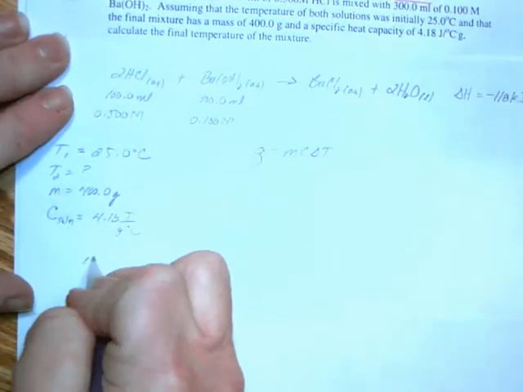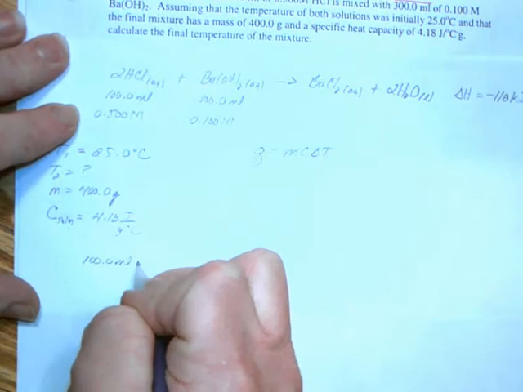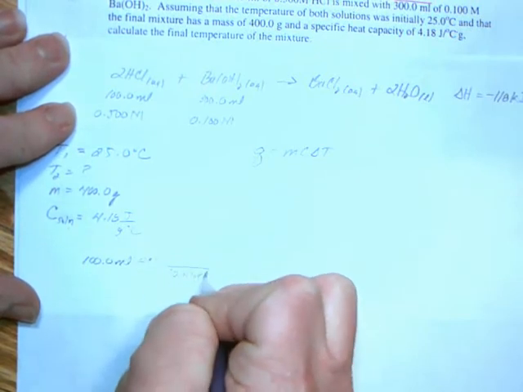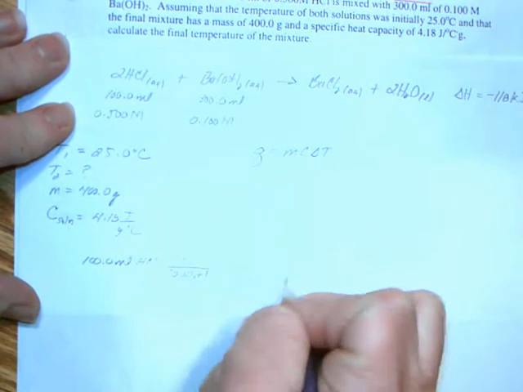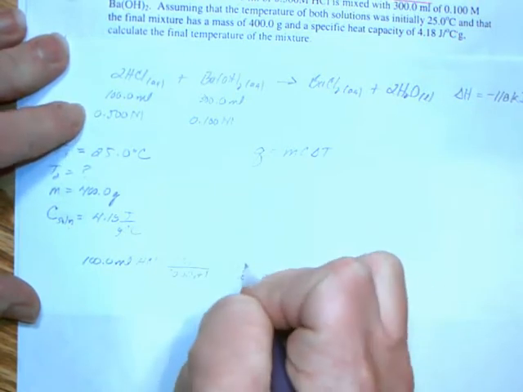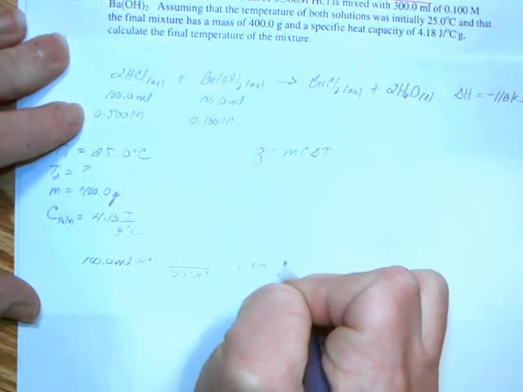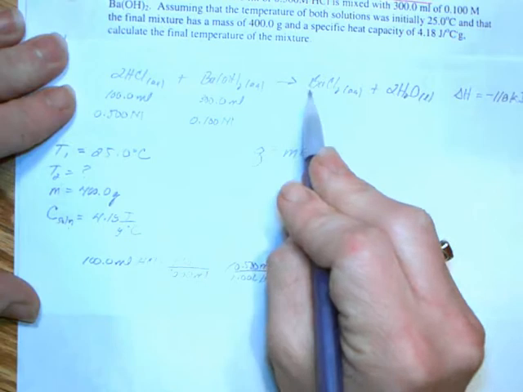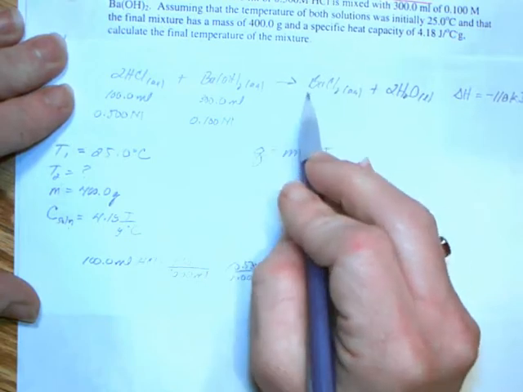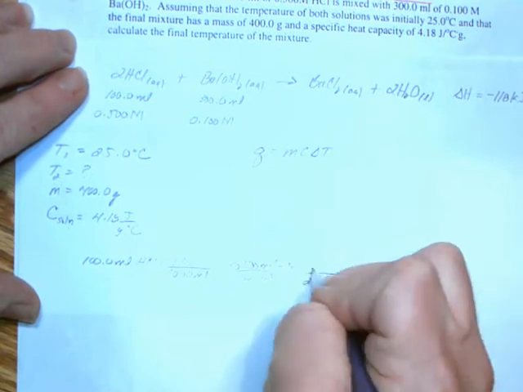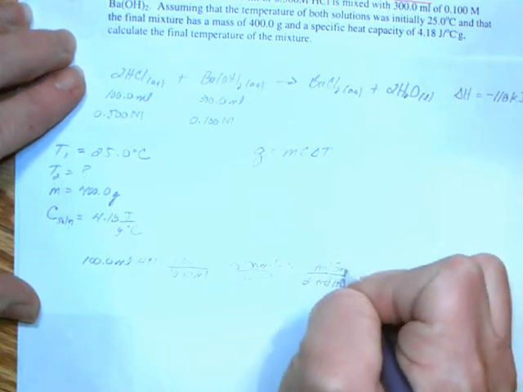So I have 100 milliliters of my hydrochloric acid, converting to liters, and every 1 liter of my solution gives me 0.5 moles. Then I'm going to go ahead and go to this as my product, just because the mole ratio is simply 1. For every 2 moles of HCl, I get 1 mole of my barium chloride.